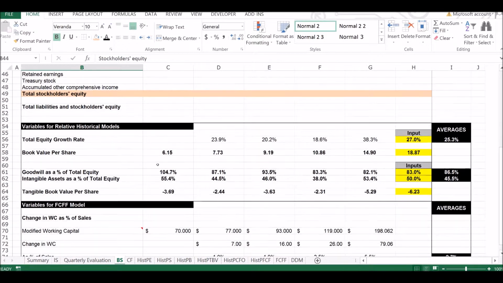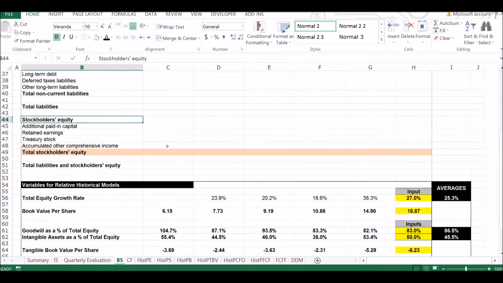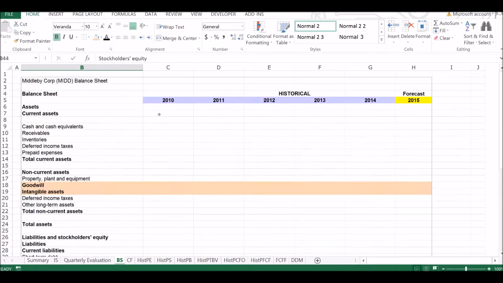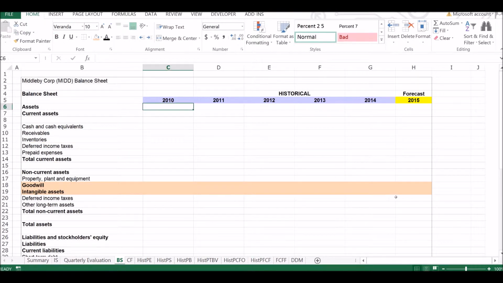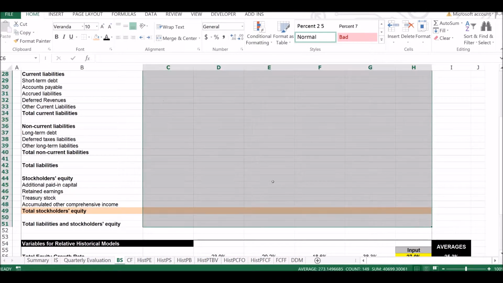Now further down, you're going to see this area of variables for relative historical models, as well as the variables for the free cash flow to firm model. There are a couple of things that you're going to have to forecast here. And for the sake of time, let's say I've already imported and placed all of the information into the balance sheet.